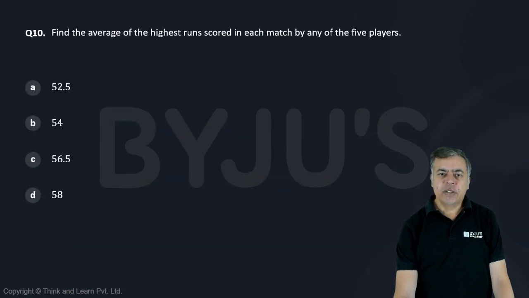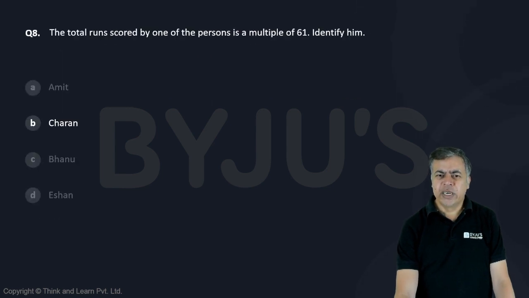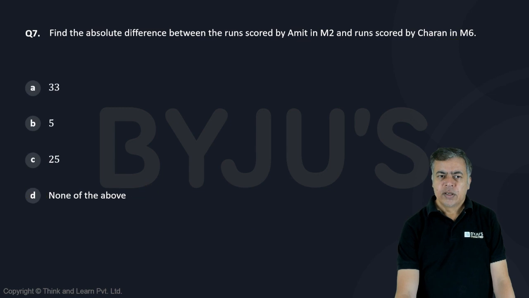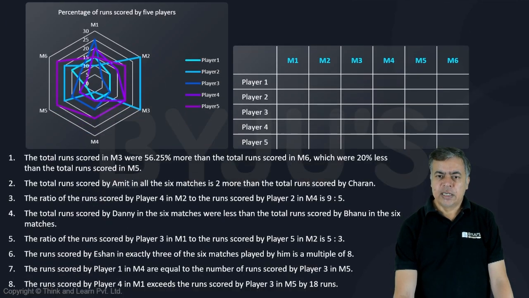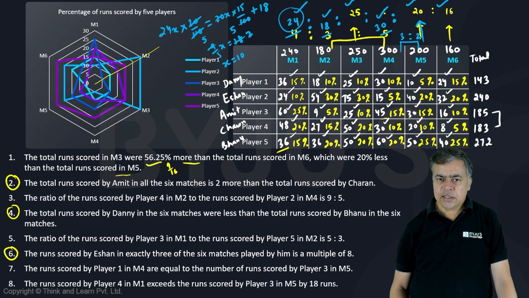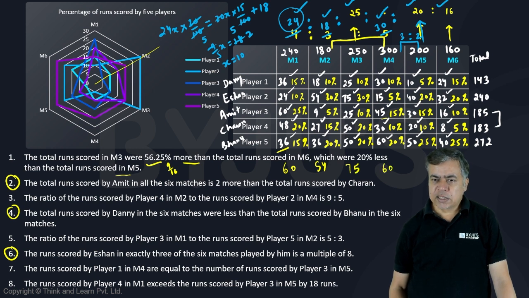Okay, find the average of the highest runs scored in each match by any of the 5 players. Okay, average of highest. So average of highest we need to find. Okay, just see. The average of the highest. So what are the highest scores? Right, in match 1 the highest score is 60. Match 2 the highest score is 54. Match 3, the highest score is 75. Match 4, highest score is 60. Match 5, highest score is 50. Match 6, highest score is 40.